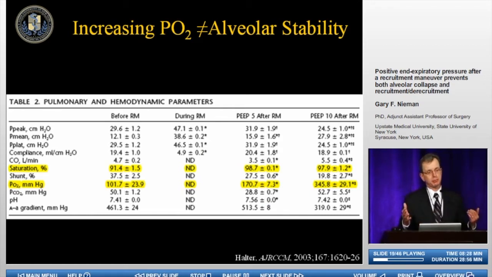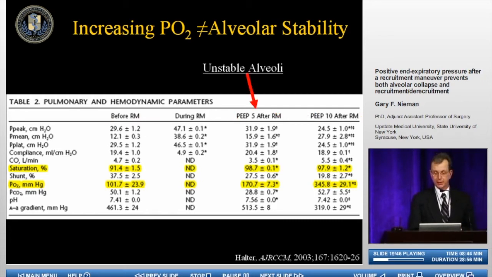And from a clinical perspective, we saw another very interesting thing in this study: the increasing PO2s following recruitment maneuver do not always equal alveolar stability. So as you can see, this is before the recruitment maneuver, and this is after the recruitment maneuver with 5 of PEEP and after with 10 of PEEP. And if you remember, the animals with 5 of PEEP had unstable alveoli, and the animals with 10 of PEEP had stable alveoli. But even in the unstable group, if you were just looking at saturation, we had a significant increase in saturation following the recruitment maneuver, even with these unstable alveoli. Actually, it wasn't statistically different, but it was actually a little higher than with 10.